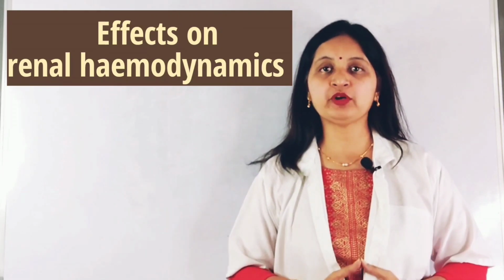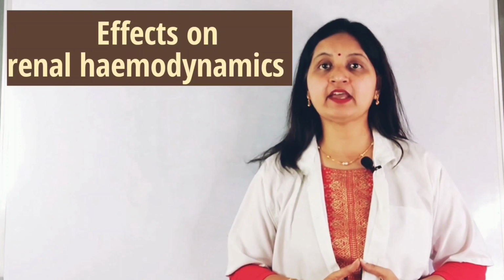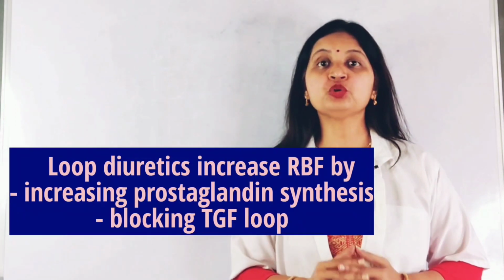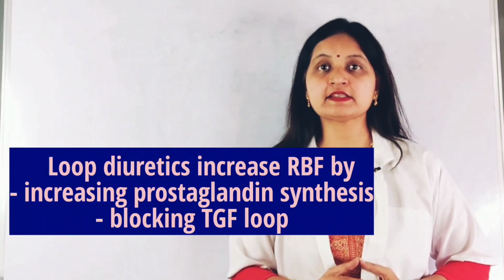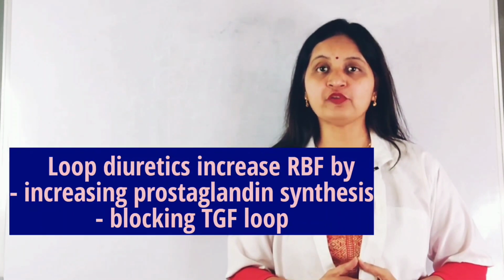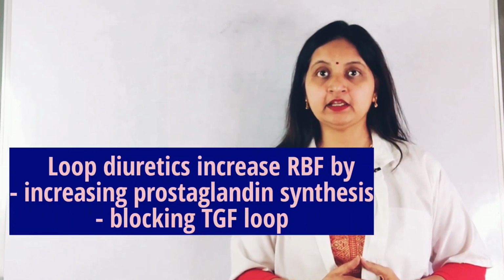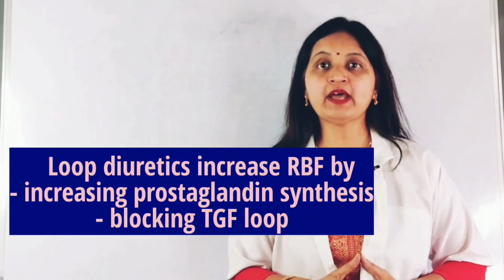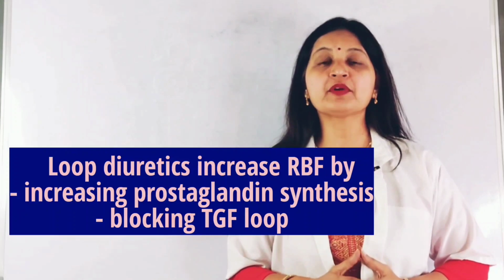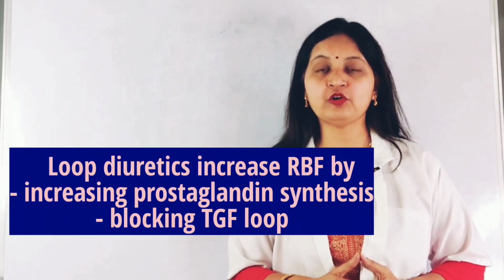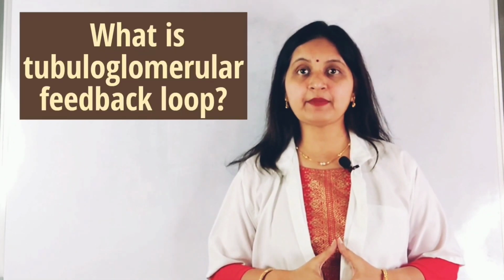Effects on renal hemodynamics. Loop diuretics have the ability to increase the renal blood flow. This is due to increased prostaglandin synthesis, which causes dilatation of renal blood vessels, thus increasing the blood flow to the kidney. Secondly, the loop diuretics can block the tubular-glomerular feedback mechanism, thus increasing the renal blood flow to the kidney. So what is the tubular-glomerular feedback mechanism?